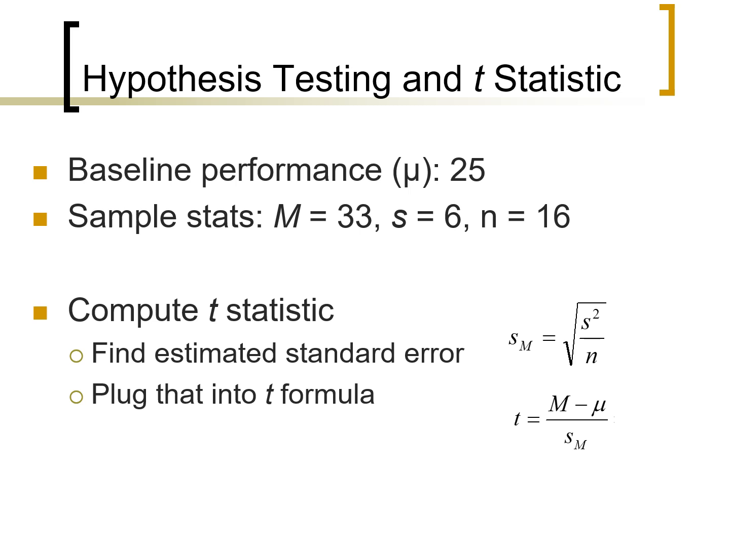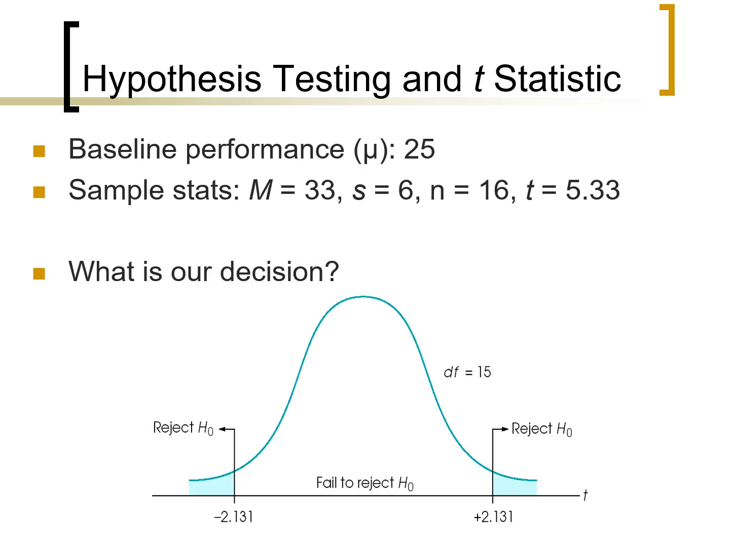And what is our mean difference? Well, we would have, for example, 33 sample mean minus population mean 25. So we would have 8 divided by 1.5. Let's think about what that might be.